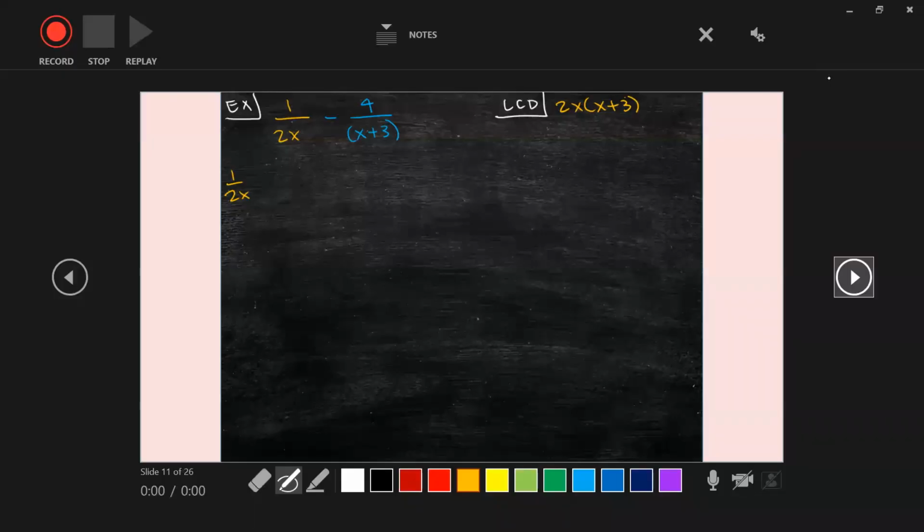So we figured out that our LCD is going to be 2x times x plus 3. So Emma, what do I need to multiply my numerator and my denominator of 1 over 2x by in order to get that common denominator? Well, we're just going to do x plus 3, right? Because then that'll get us 2x times x plus 3, which is what we want. Now I have minus 4 over x plus 3. So Jesse, what do I need to multiply the numerator and the denominator of that by? 2x. Very good.